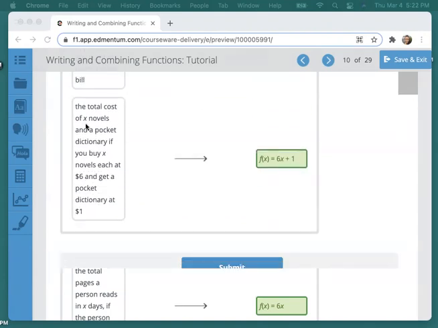And the total cost of X novels and a pocket dictionary. If you buy X novels, each means multiply at $6. So $6 per novel, you're multiplying that. And then you get a dictionary for $1, plus the one additional dollar.